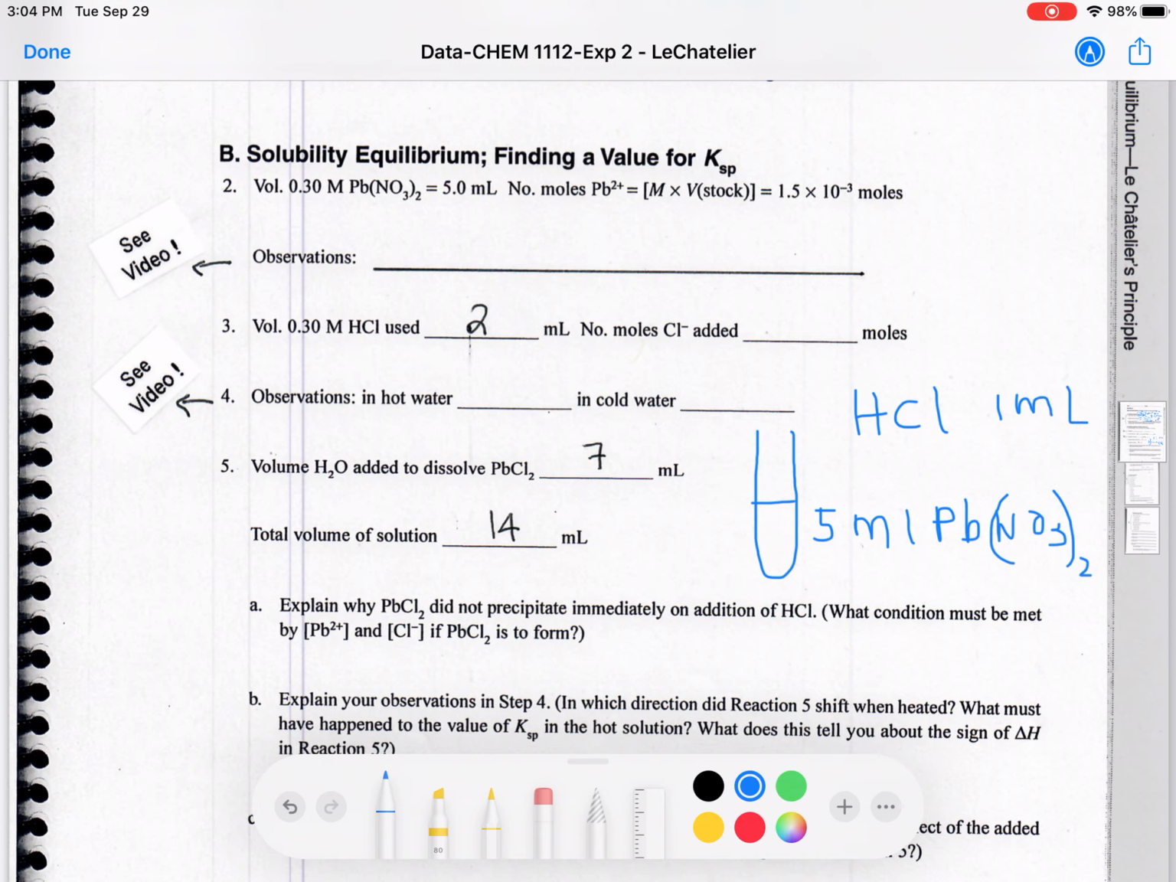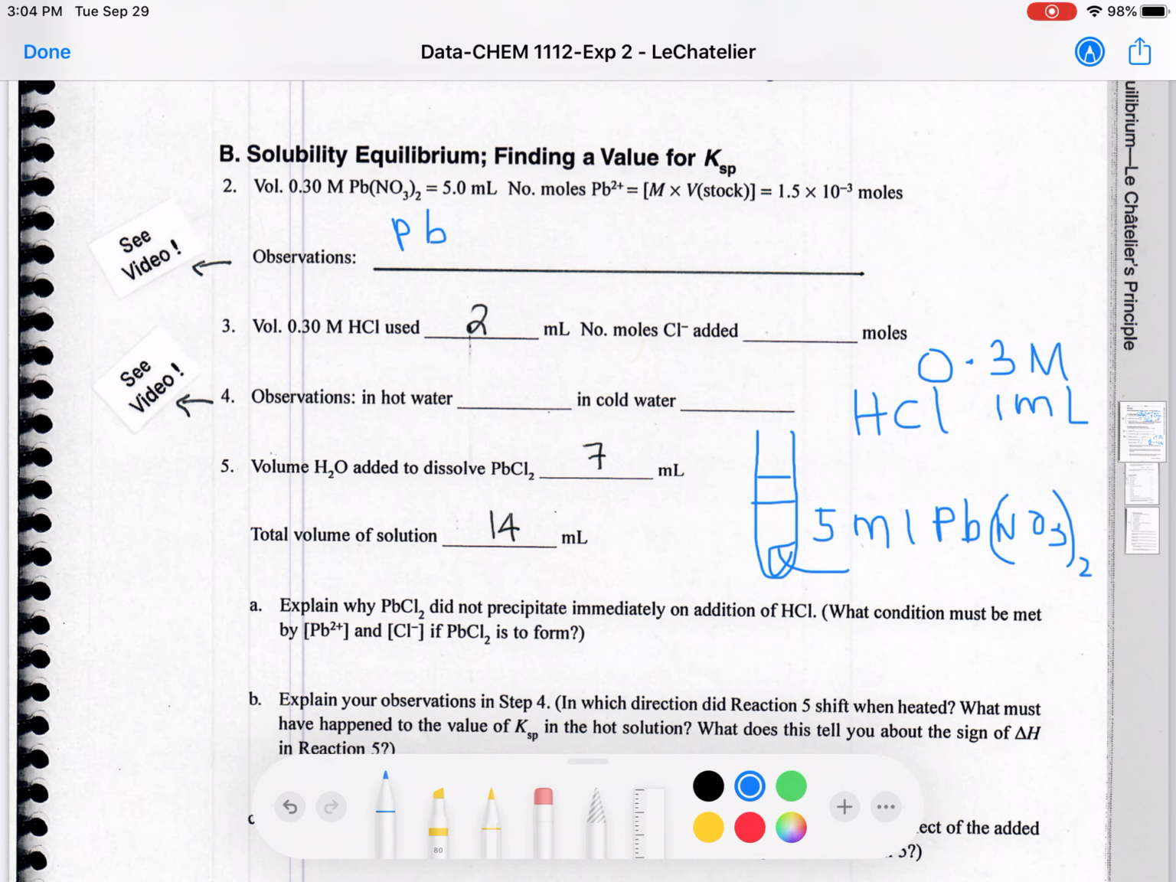increments, and the molarity of the hydrochloric acid is going to be 0.3 molar. So what is going to happen when you add hydrochloric acid? To begin with, you have lead nitrate. All nitrates are soluble in water, so it's going to be a liquid. Now you add hydrochloric acid, 1 milliliter to this one, and then you shake the test tube to mix the reagents. So what's going to happen?